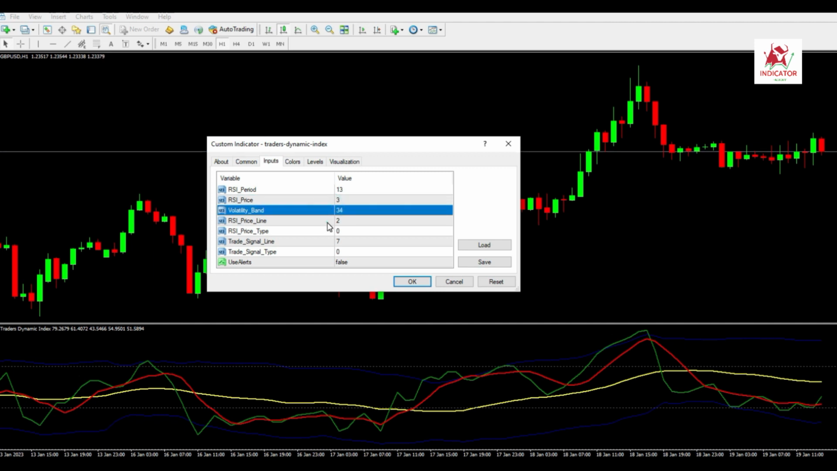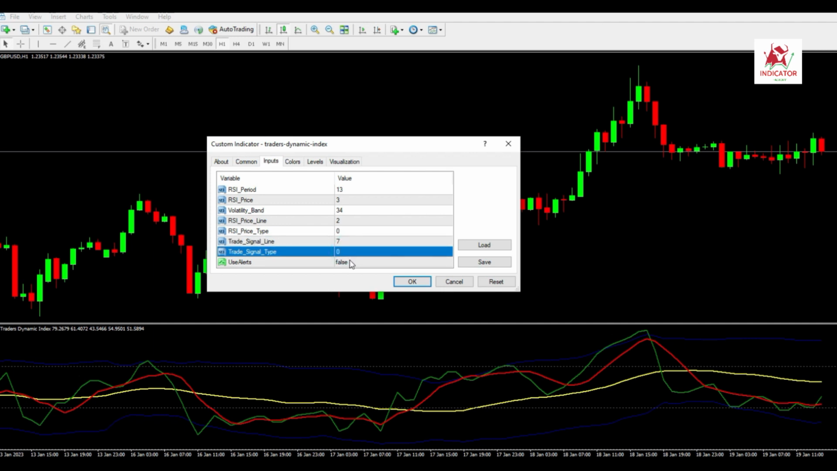Input parameters. C_period, default equals 13, period in bars for calculation of RSI. Recommended range is between 8 and 25. RSI_price, default equals close price, price type to use in RSI calculation. Volatility_band, default equals 34, period in bars for volatility bands calculation. Recommended range is between 20 and 40. The lower the value, the more sensitive the band.